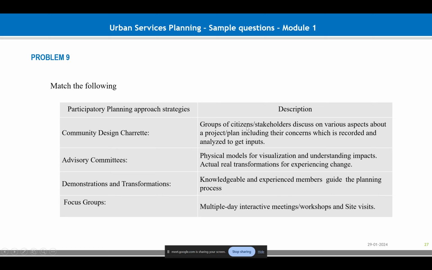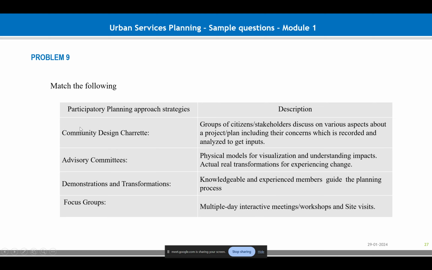So first one, groups of citizens, stakeholders discuss various aspects about a project plan, including their concerns, which is recorded and analyzed to get inputs. The second one, physical models for visualizing and understanding impacts, actual real transformations for experiencing change. Now, third one, knowledgeable and experienced members guide the planning process. And last one, multi-day interactive meetings, workshops, and site visits.